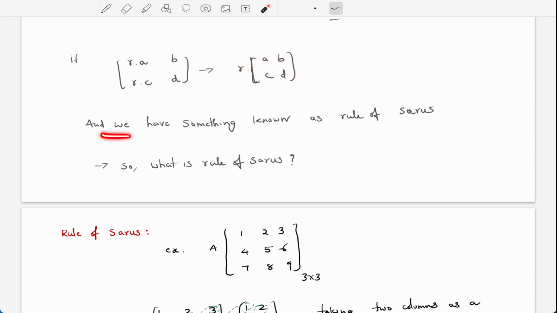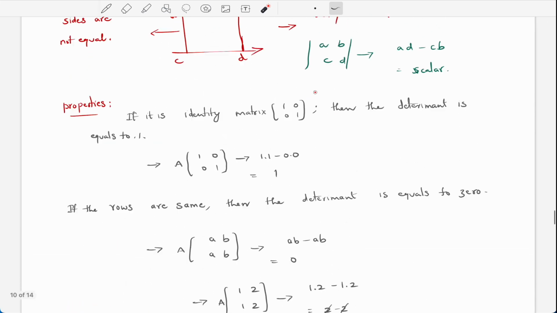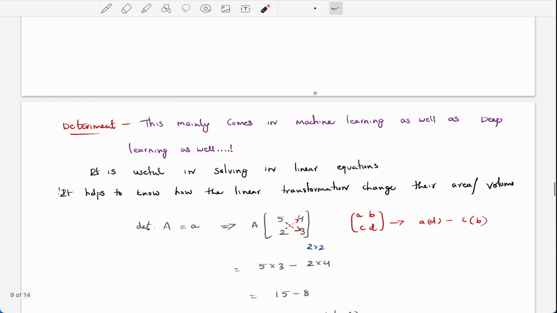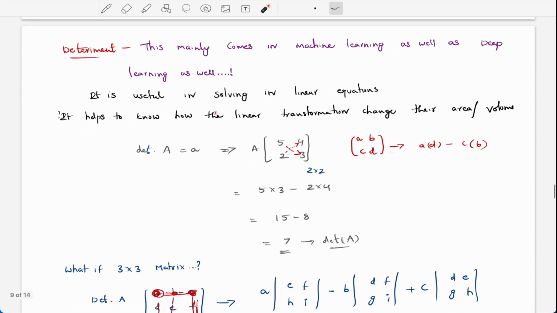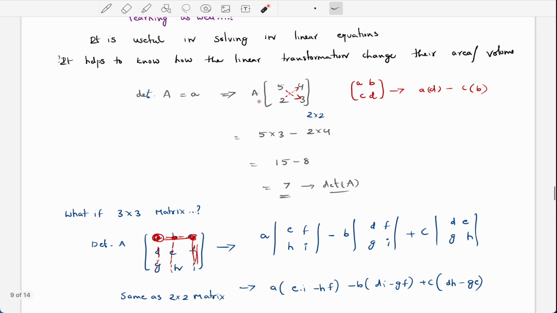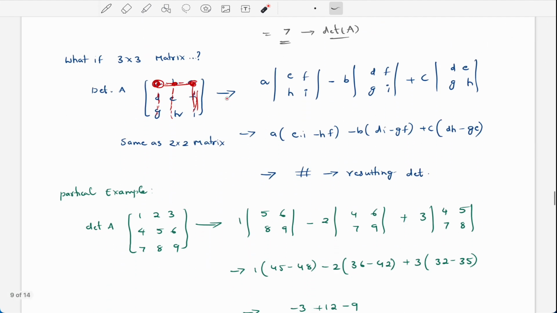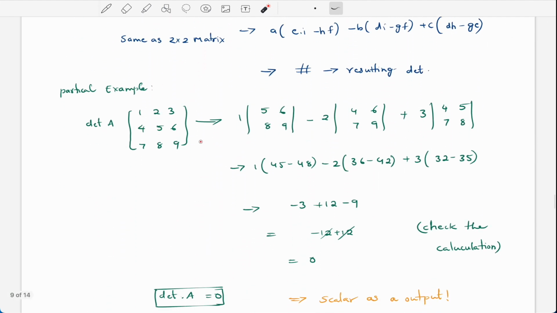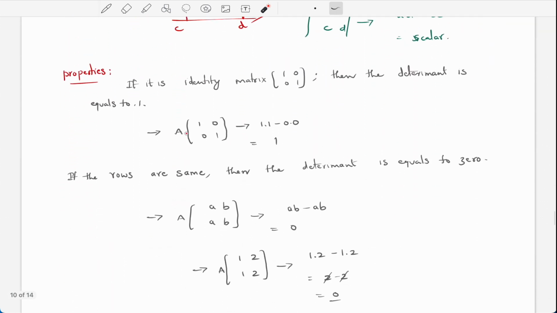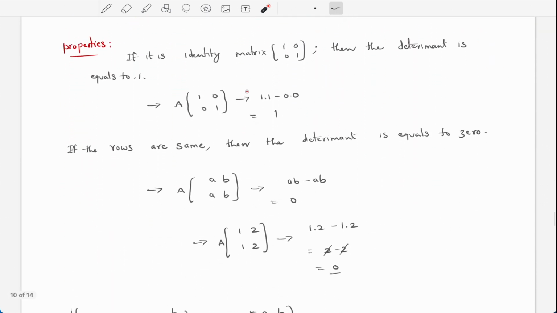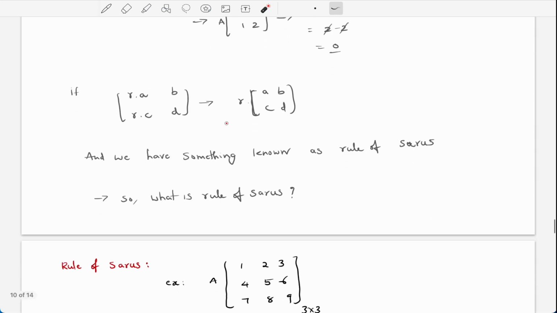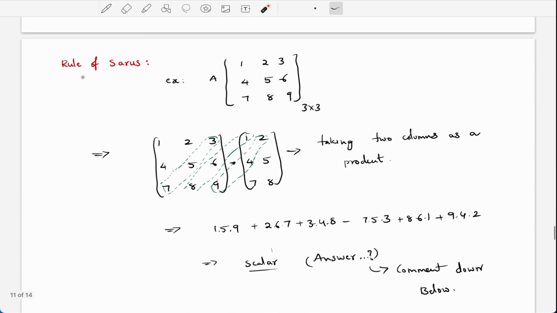Then we have something known as the rule of Sarrus. I hope you understand so far what the determinant is, why it is used in machine learning, how it is used in dimensionality reduction, and how we find the determinant of matrices in 2 into 2 and 3 into 3. And we have some properties, like how it is useful for identity matrices, and what happens if the rows are the same, etc. After that we're going to cover the rule of Sarrus.